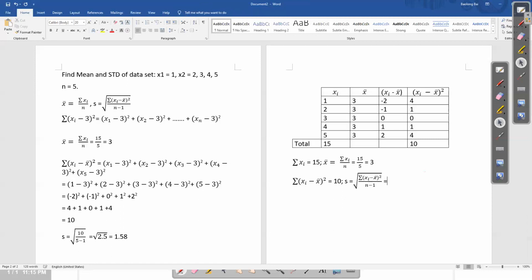sample standard deviation will equal to, we know the top summation now become a number we know, 10, right? And the bottom is 5 minus 1. So again, if you calculate using a calculator, it's 1.58. So this is how you calculate the sample standard deviation. Right? Any questions?